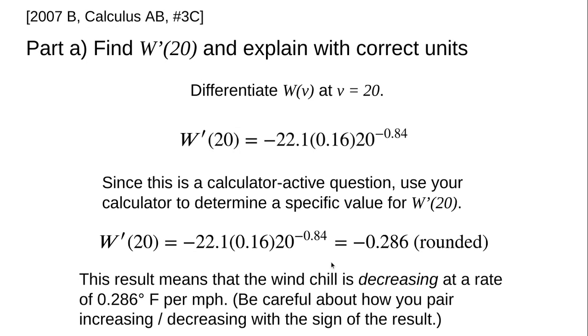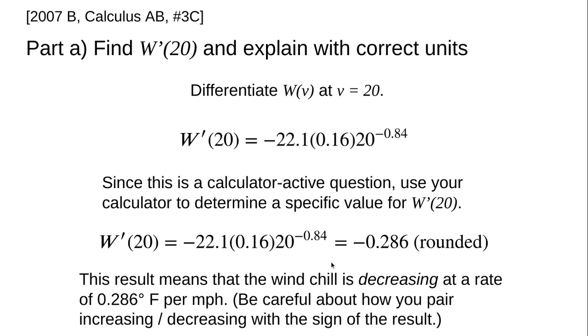Now, given the question, since we have to explain what this means with correct units, what this result means is that the wind chill is decreasing at a rate of 0.286 degrees Fahrenheit per mile per hour. And one of the things we have to watch out for here is, when we are asked to evaluate a derivative and explain what it means with units, to keep track of our negative signs. Since the derivative here is negative, the negative sign indicates that the value is decreasing.